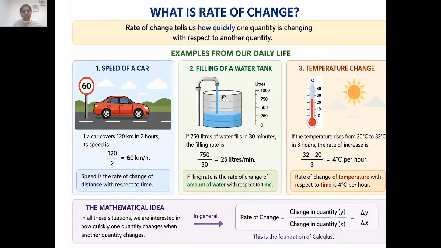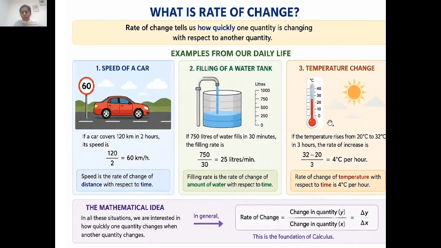Now let us look at the second example, filling of a water tank. Here, if 750 liters of water fills in 30 minutes, then the filling rate is 750 by 30, that is 25 liters per minute.